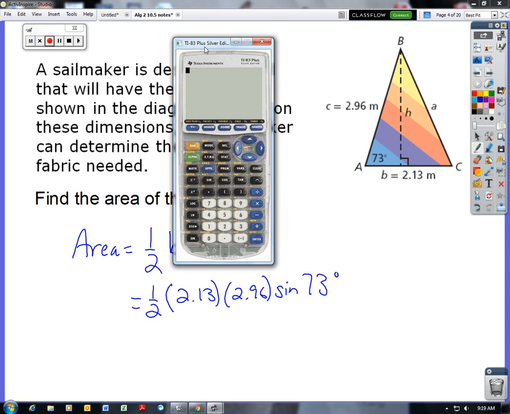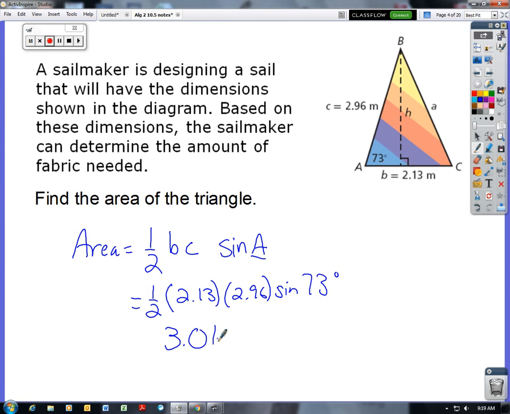So I'll just do 0.5 instead of the 1/2, times 2.13 times 2.96 times the sine of 73 degrees. And we get 3.01. And that is going to be meters squared since it's an area.